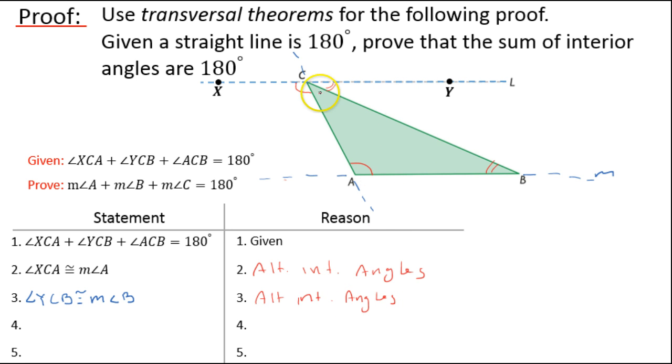Now the only angle we haven't touched is angle ACB. If we look up here, angle ACB is this little corner here. That is literally just equal to the measure of angle C. It's the same angle, just given a different name. So we can write angle ACB is congruent to the measure of angle C. And this is because it's the same angle.